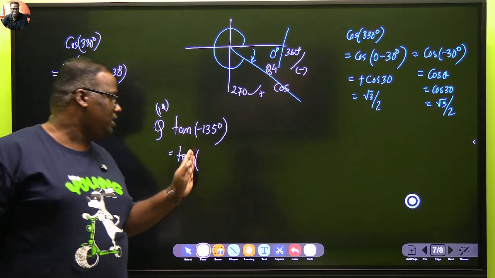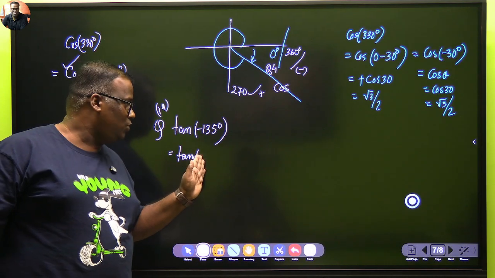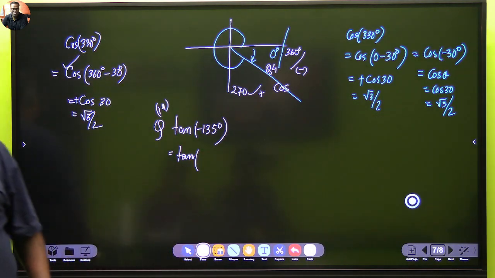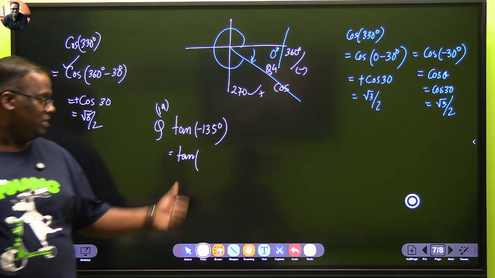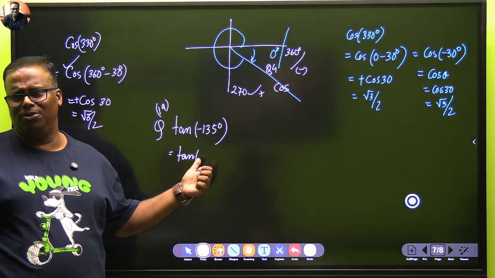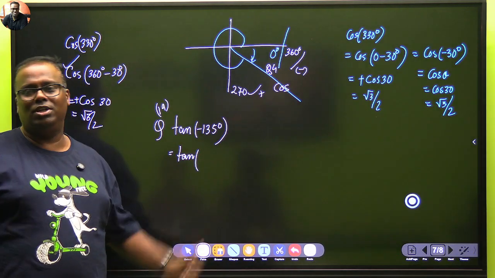Negative 135, such that you have a 180. This side should be positive. करो ना, 270 मार लो. 270 minus 135 मारो ना.